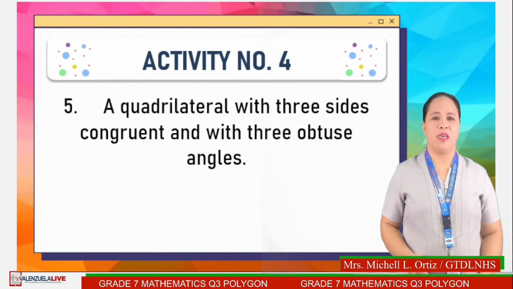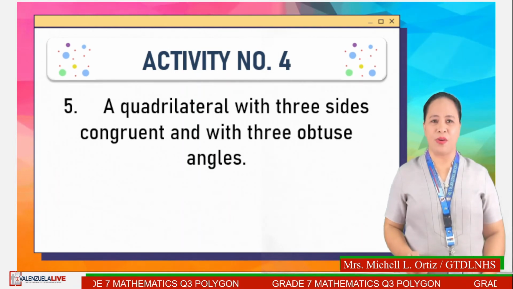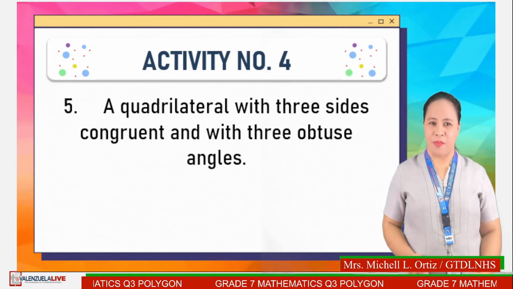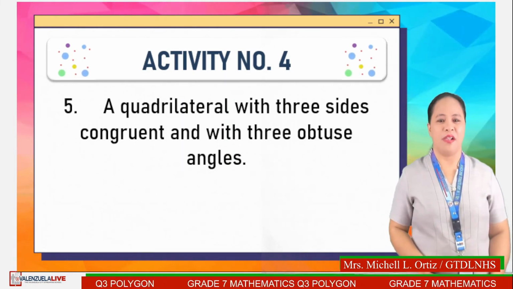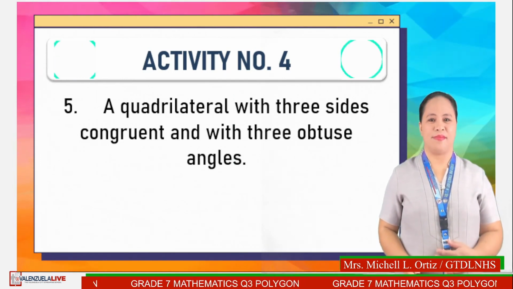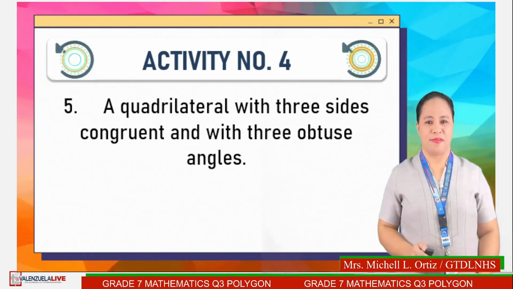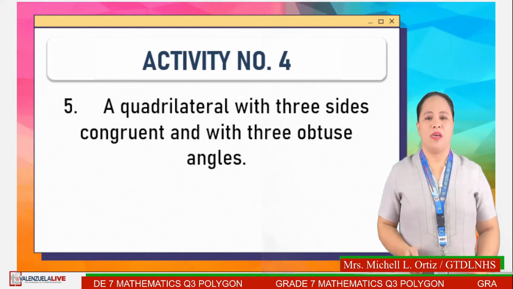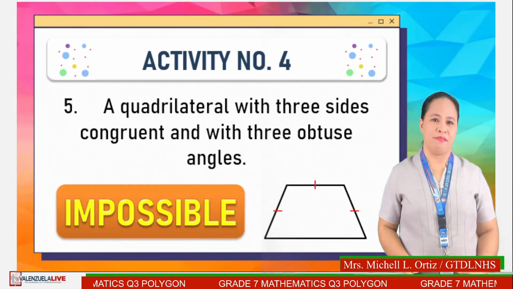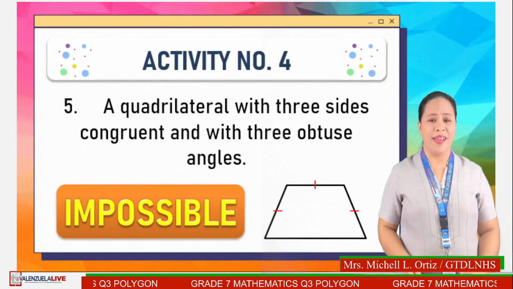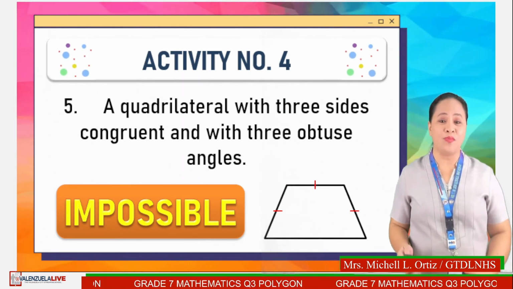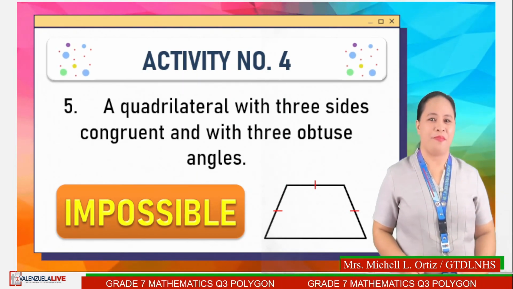Number 5. A quadrilateral with 3 sides congruent and with 3 obtuse angles. Possible or impossible? 5 seconds. Go. Correct answer is impossible. Why? Because a quadrilateral may have 3 congruent sides, but not with 3 obtuse angles at the same time.